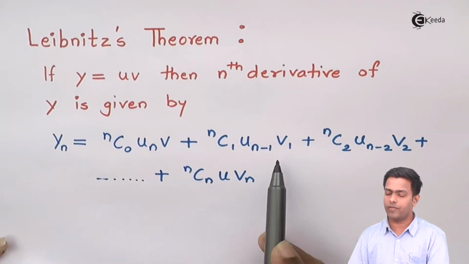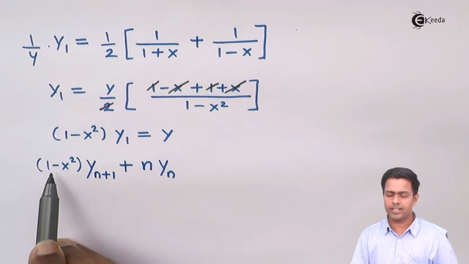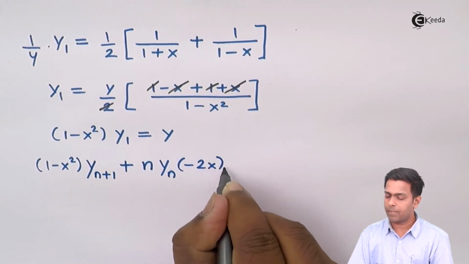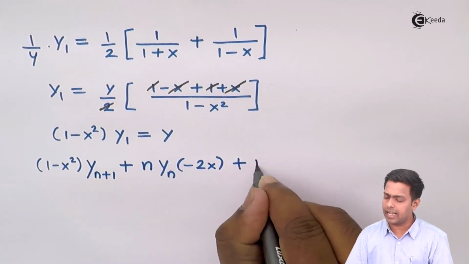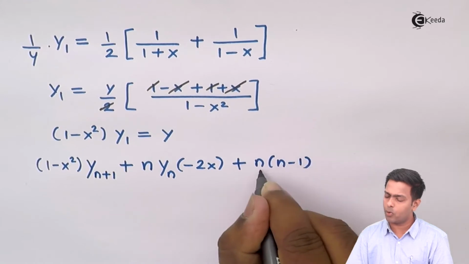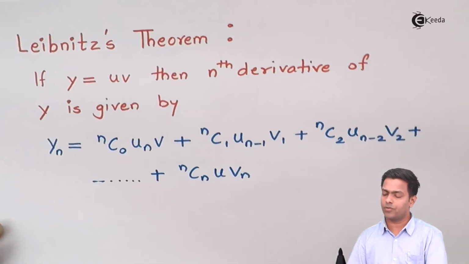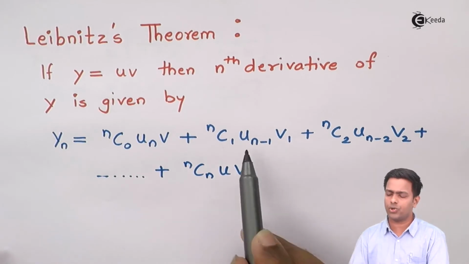Next we will have v1. You can see here we have v1. v1 is the first derivative of v. So guys, here v is 1 minus x square. Its first derivative is negative 2x. Plus we have nc2. Now nc2 is n into n minus 1 upon 2 factorial. So this is the value of nc2. Next we have u of n minus 2. Now u of n minus 2 is again one derivative previous to u of n minus 1.